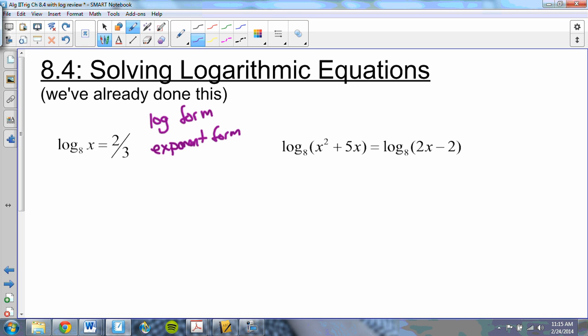So when you're solving, the goal is to get the x by itself. Right now that x is kind of buried in that log. If I convert, if I say 8 to the 2/3 equals x, I get the conversion from log form to exponential form. Well, now the x is by itself. What is 8 to the 2/3? Without your calculator, anybody?